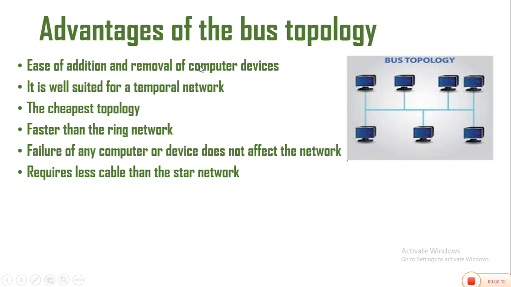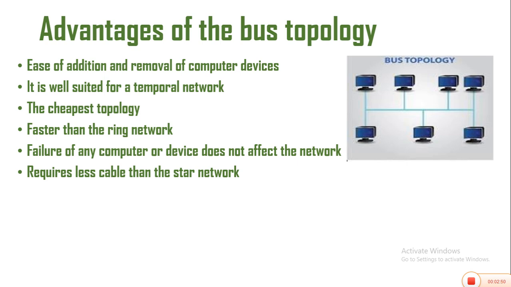Then it is faster. Another advantage is that it is faster than the ring network. All the devices are connected to this cable, and the bus is the data carrier in this type of network. Since all the systems are connected directly to the bus, which is the data carrier, it is very fast. It is faster compared to the ring network, where the data will have to go around before it gets to the particular computer that is carrying the packet.